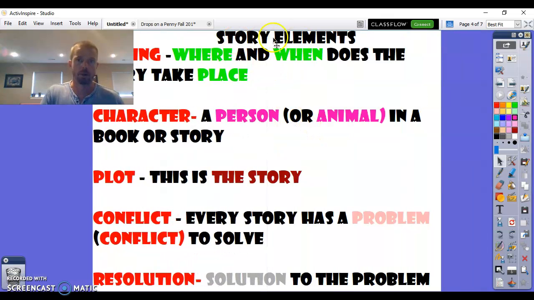In reading, we're going to be talking about story elements. So story elements include the setting, where and when does the story take place. Characters can be the person, animal, sometimes other character in a story or book. The plot, that's basically what the whole story is about. The conflict, every story has a problem or conflict, and it has to be solved. Then the resolution is the solution to the problem.